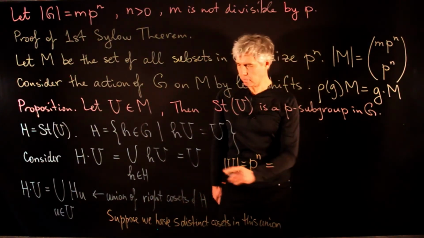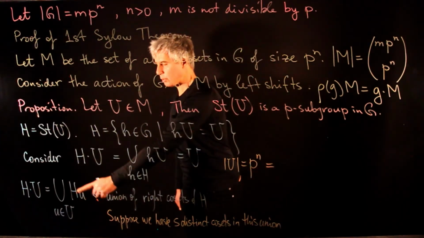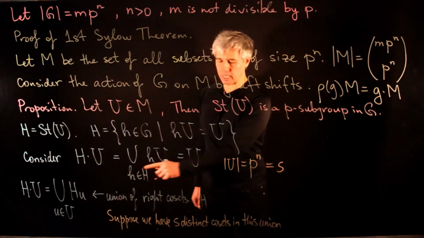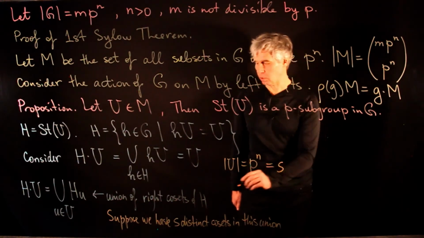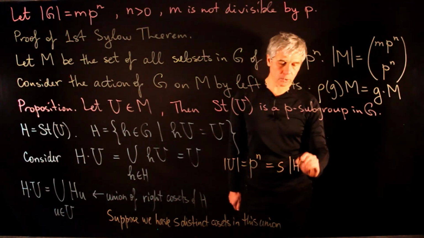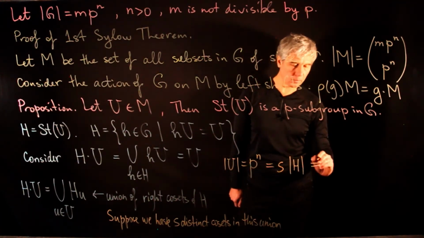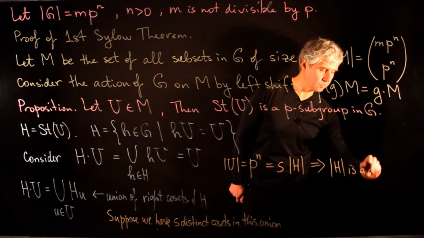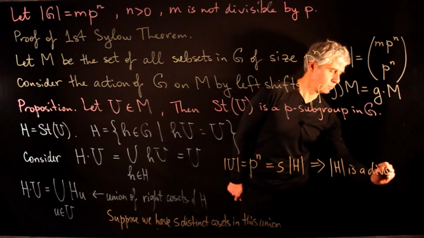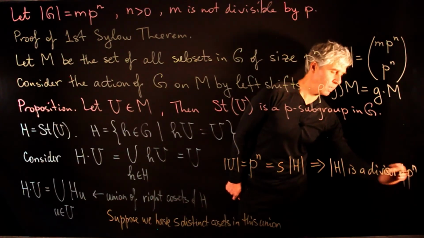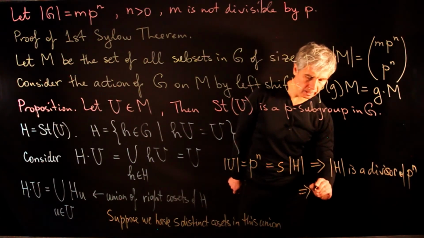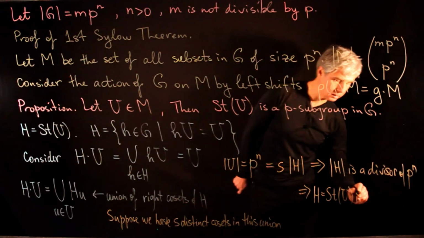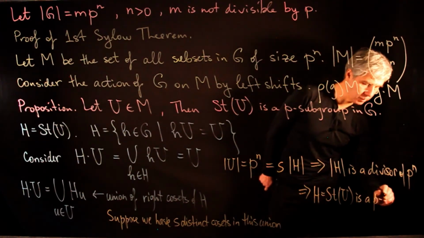But then we see that this set can also be written as the union of s right cosets of H, and each coset of H has size the order of H. And from here we conclude that the order of H is a divisor of p to the power n. And from here it follows that H, which is the stabilizer of U, is a p subgroup, a p group.